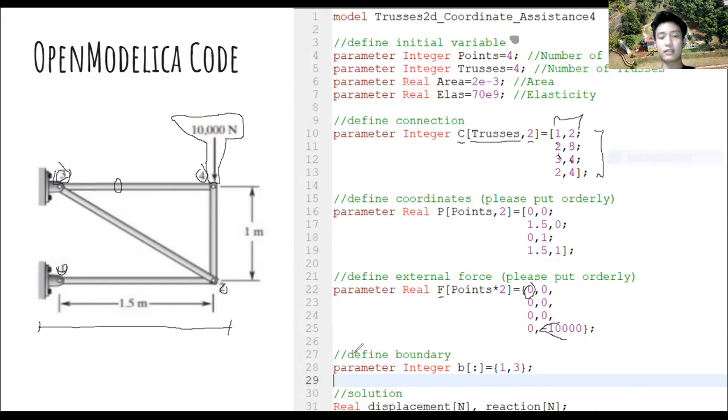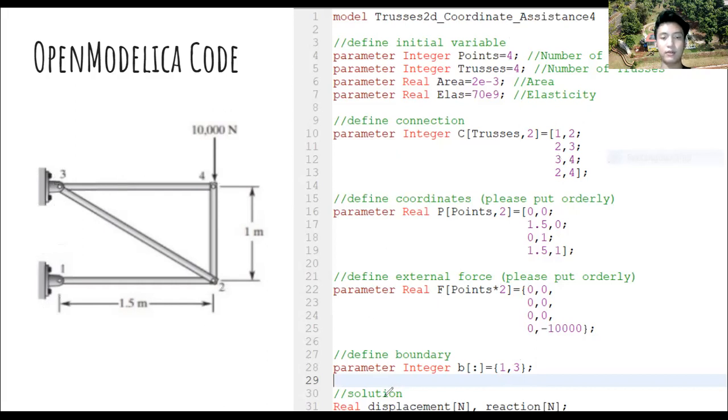And then next we define the boundary of this problem. As we see, the boundary is on node 1 and node 3. So we put node 1 and node 3. Okay, let's jump to the next slide.